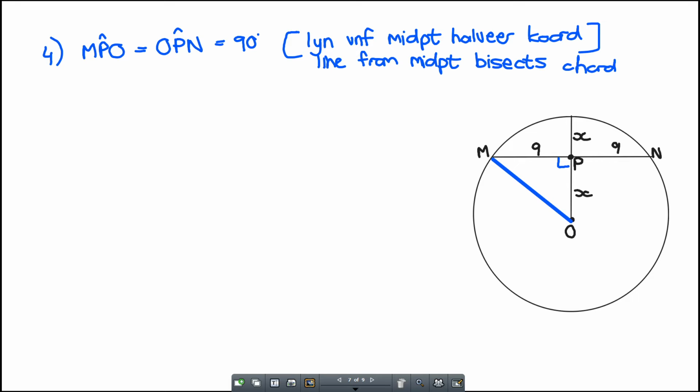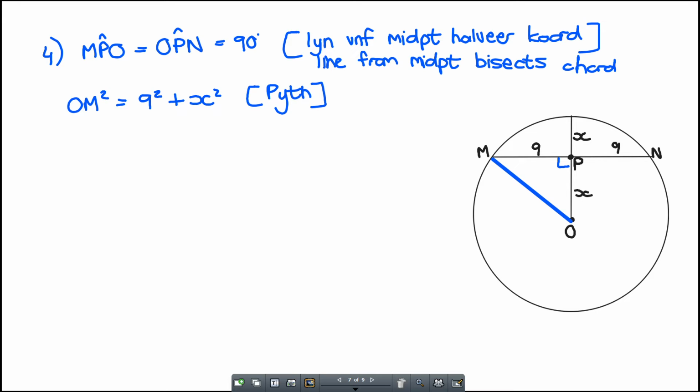Okay. Now I could go and use Pythagoras. Nee. So nou gaan ek sê OM kwadraat gaan wees 9 kwadraat plus x kwadraat. And that I got from Pythagoras. Okay. Maar ek kan nie daar stop nie.